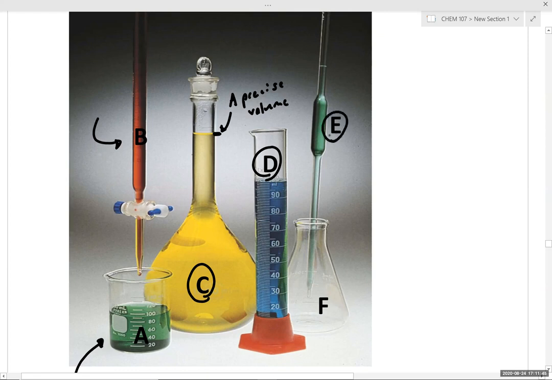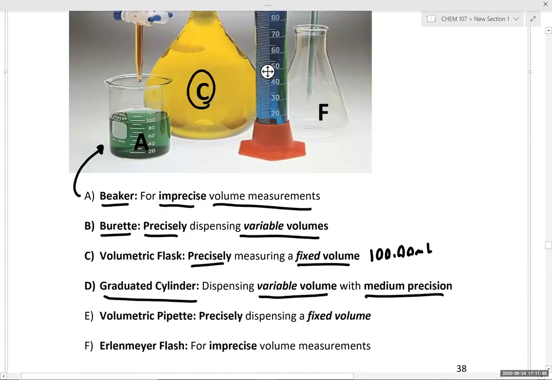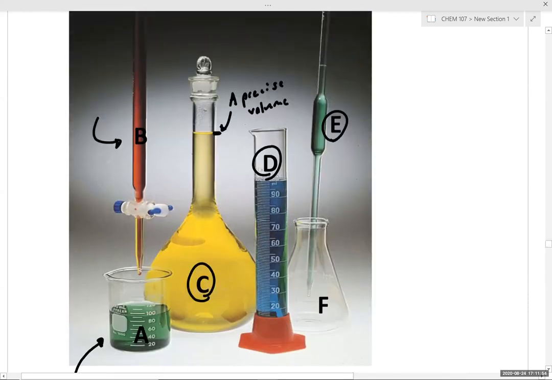Option E is known as a volumetric pipette. It's used to precisely dispense a fixed volume. So again, just like a volumetric flask, it can be filled and it can dispense a precise volume. For example, 10.00 mL, for example.